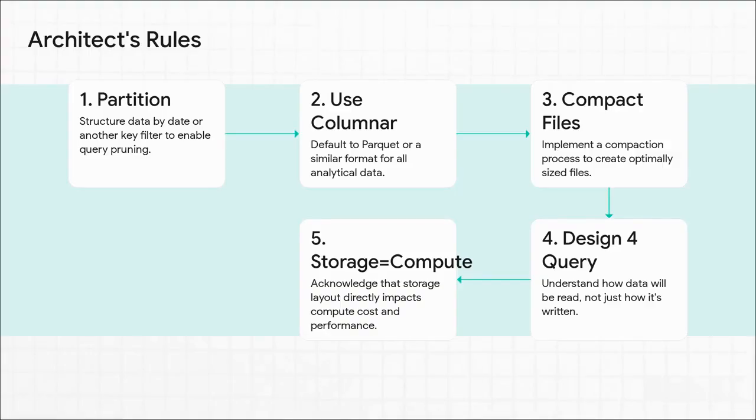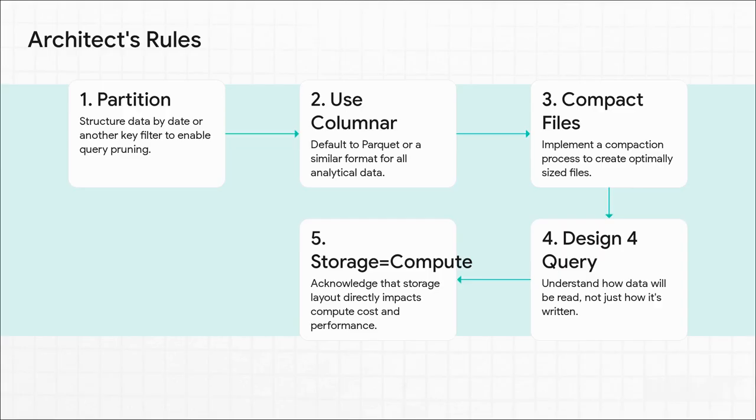Okay, here's your cheat sheet. Rule 1, partition everything. It's the single best way to avoid scanning data you don't need. 2, embrace columnar formats. Make Parquet your best friend for analytics. 3, actively fight that small file syndrome by building a compaction process. 4, and this is a big mindset shift, always design for how the data is going to be read, not just how it's written. And finally, Rule 5, the most important one.